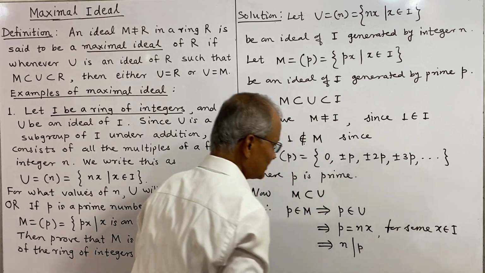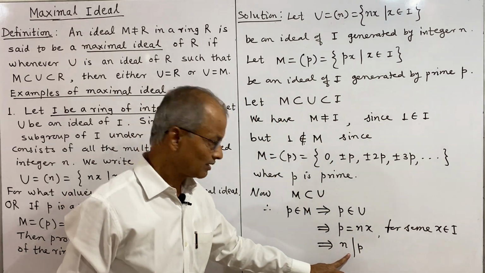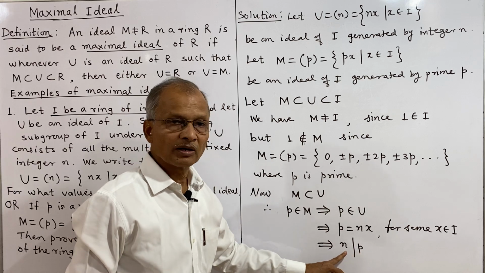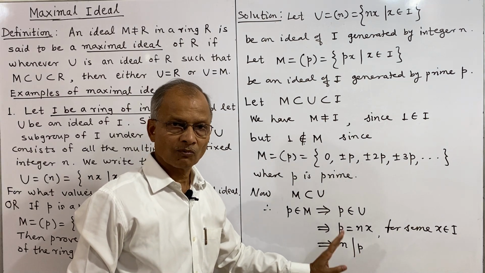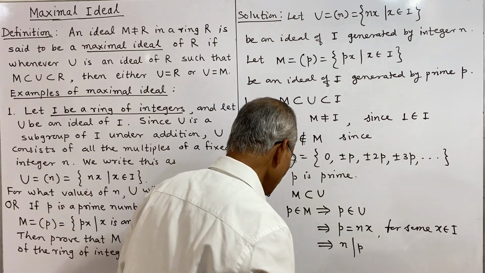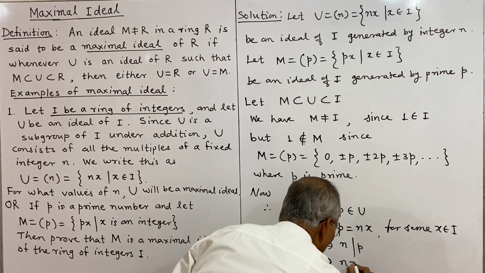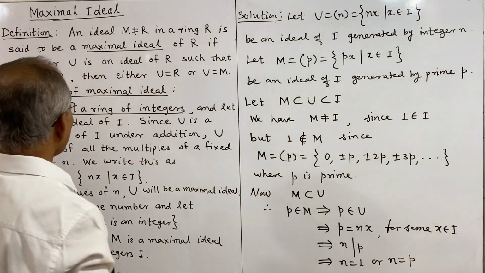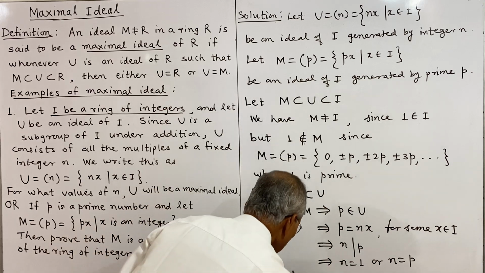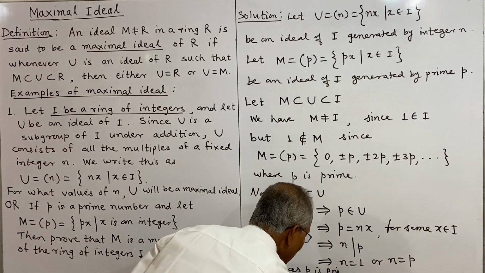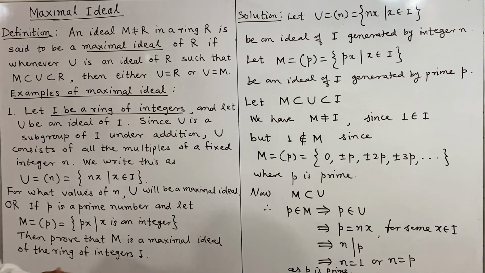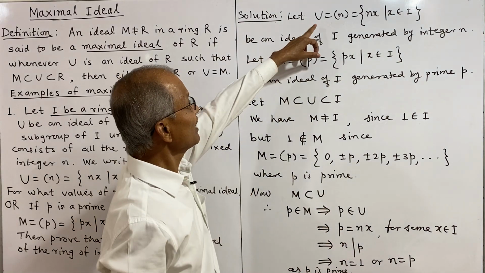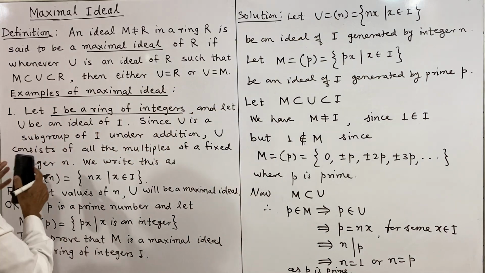n divides p, n is a divisor of p, and this is the symbol for divisor. n divides p, and p is prime. Therefore the only divisors of a prime are 1 and the prime itself. So this implies n is equal to 1 or n is equal to p, as p is prime. That is the reason. So thus we have either n is equal to 1 or n is equal to p. Now what happens when n is equal to 1? So we have here n is 1, then U will be. So I shall now write here.